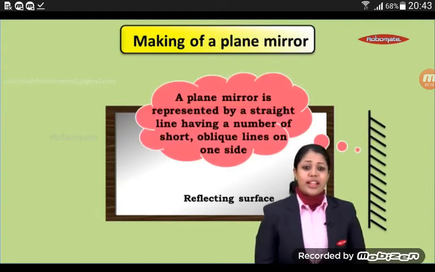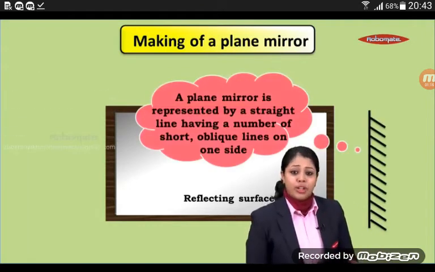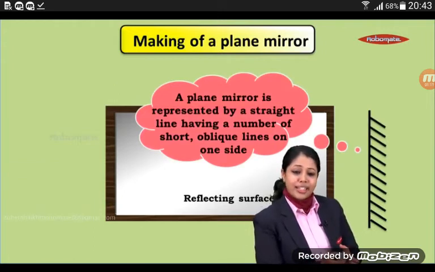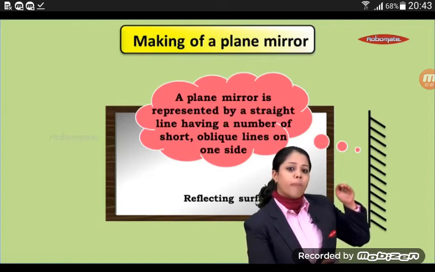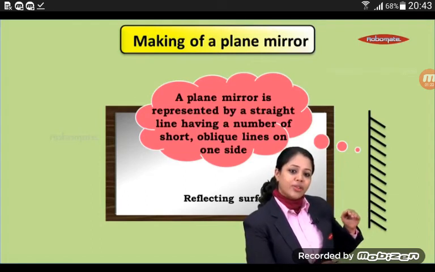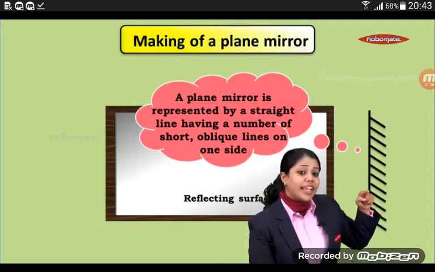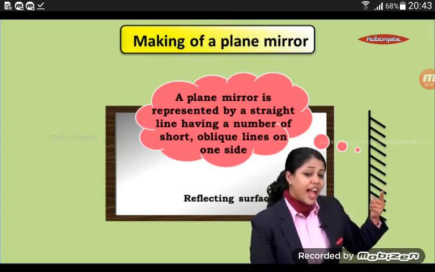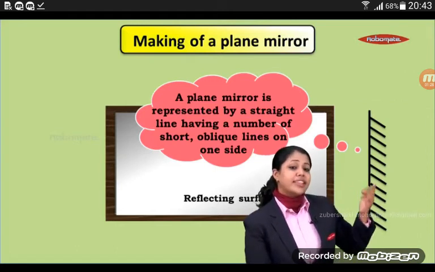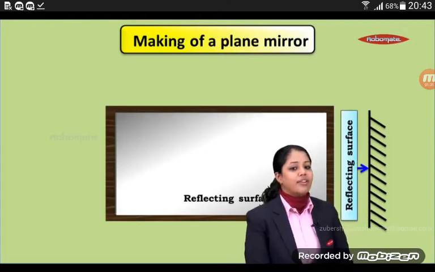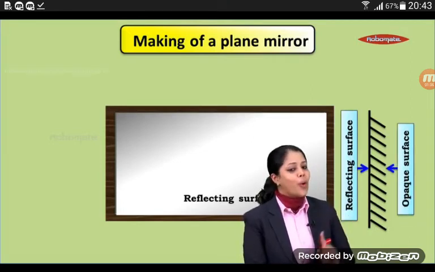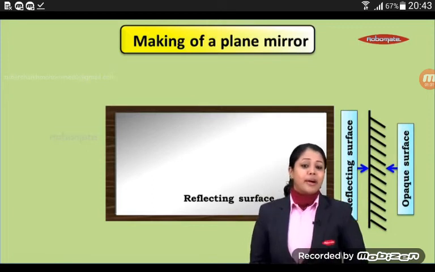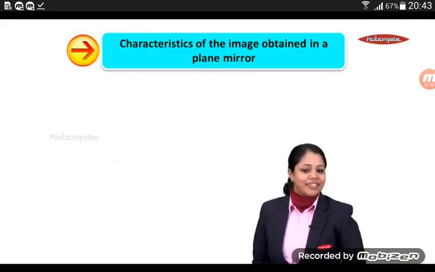So students, now how to represent a plane mirror? To represent a plane mirror, we make a straight line with a number of short oblique lines on the other side. You can see that. The oblique lines are the opaque surface, and the straight line is the reflecting surface. So this is the reflecting side and the other side will be opaque. In this manner, a plane mirror is represented.